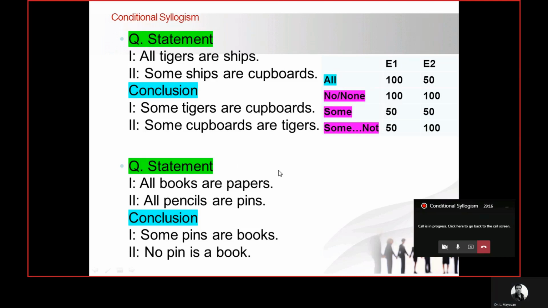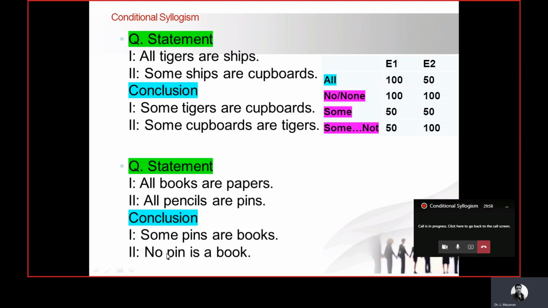And look at the statements for the next question. All books are papers, all pencils are pens. Conclusions: some pens are books, no pen is a book. And what is the value for some pens and the books? 50-50. And the pens, where do you find the pens? In the second statement. All pencils are pens. All it is 50. Some pens it's 50. So equal proportion. How about the books? In the conclusion 50, and all in the statement 100, so it is valid. It is lesser, so it is a valid conclusion only.